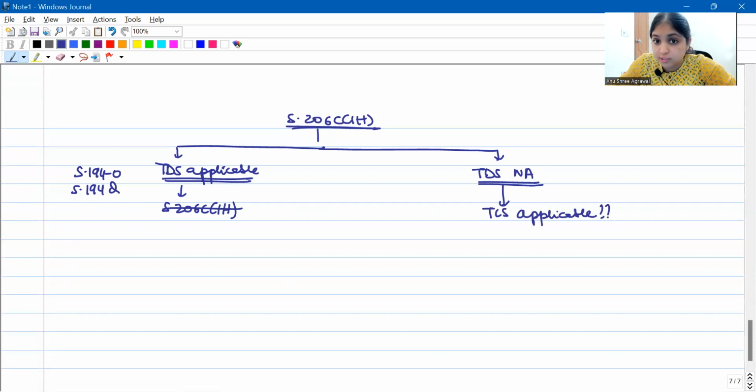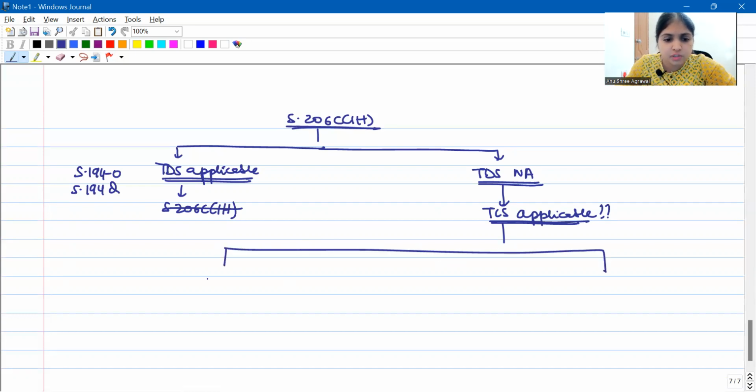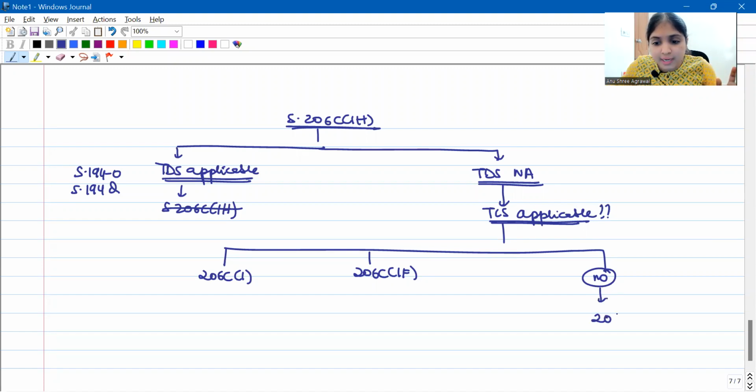Now we're talking about goods. So for TCS on goods, you have only 2 sections: either you have section 206C1 or you have 206C1F. Whether TCS is applicable or not, you may have 3 answers: either 206C1 is applicable, or 206C1F is applicable, or no TCS is applicable. If no TCS is applicable, now you can definitely collect tax under 206C1H, not a problem. But if 206C1 is applicable, you know what is 206C1? Here we spoke about atoms. Now, for atoms, 2 things are possible.